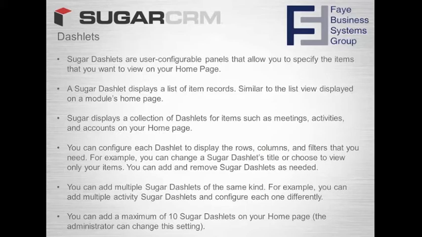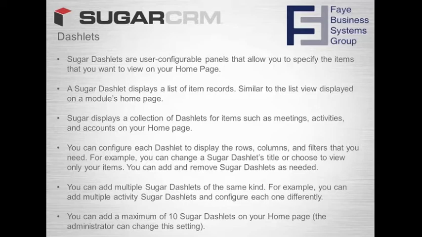So what are Dashlets? Dashlets are user configurable panels that allow you to specify items that you want to view on your home page. The Dashlets display a list of item records similar to the list view displayed in each module's home page. Sugar displays a collection of Dashlets for items such as meetings, activities, accounts, and more, that can all be viewable on your home page. You can configure each Dashlet to display rows, columns, and filters that you need. For example, you can change a Sugar Dashlet's title or choose to view your own items.